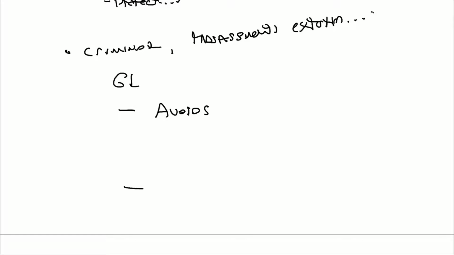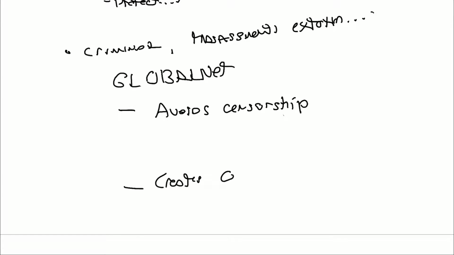So I'll go ahead and summarize by saying the global net avoids censorship, but also creates it. It avoids it by having content hosted in other, less restrictive countries than the very restrictive one. And it creates it because it makes it easy for one nation to impose restrictive standards on a certain website. Okay?